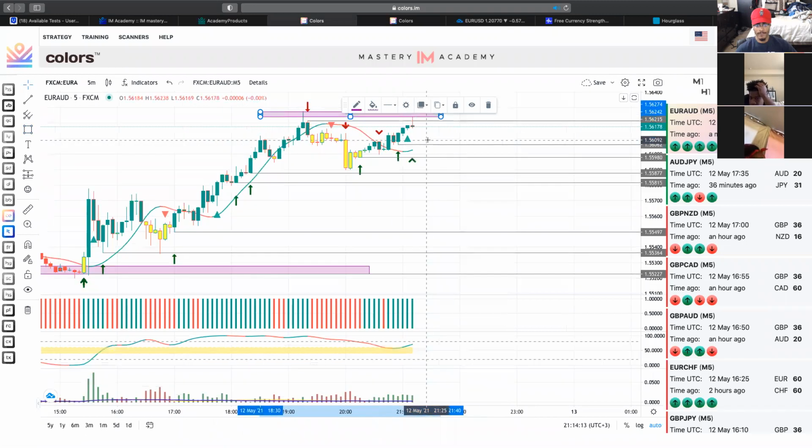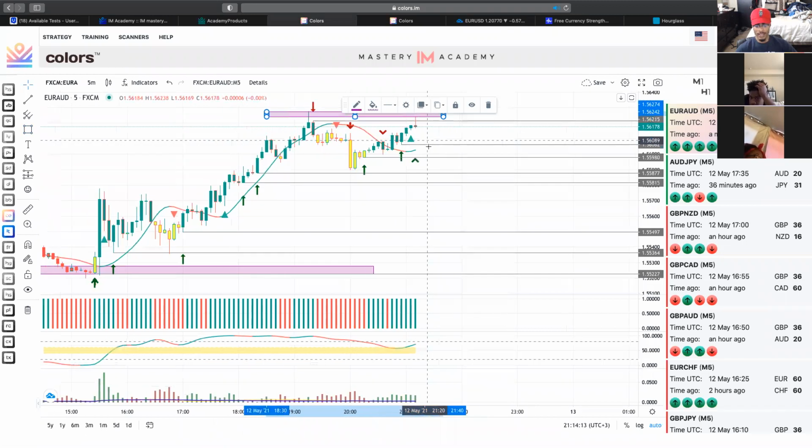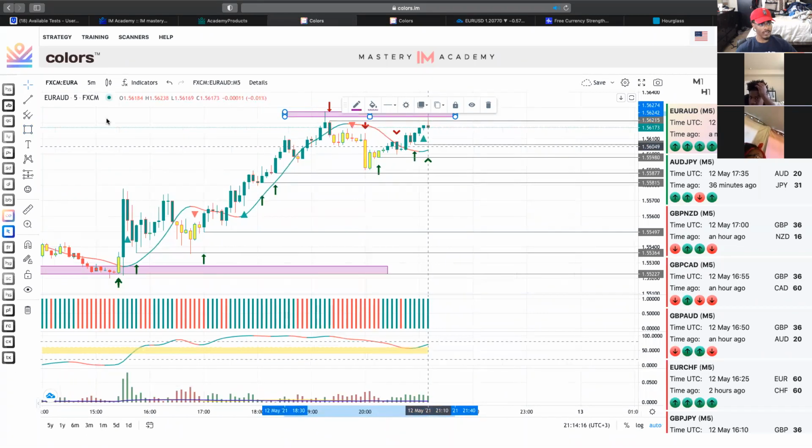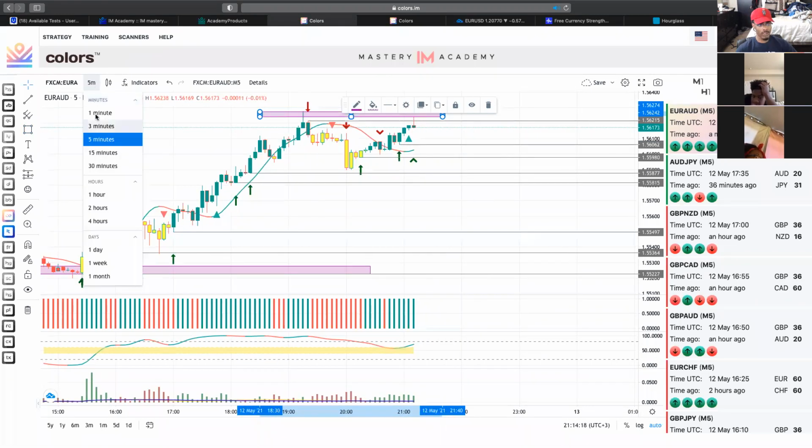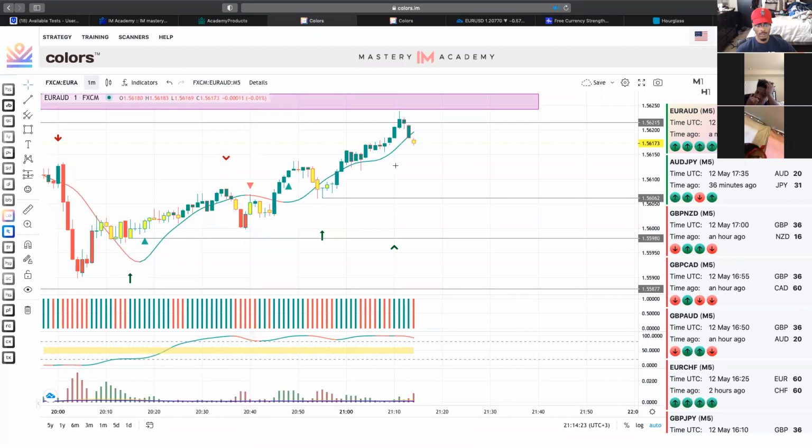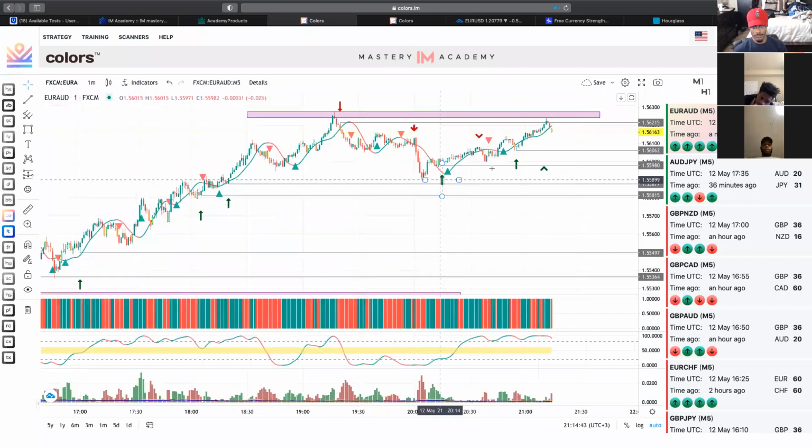But for example, say for instance I was already looking at Euro AUD 3 minutes ago or 5 minutes ago. If I was looking at Euro AUD right here, this would have been the perfect setup off this candle right here. We're literally just going to line up the colors, fam. So boom, let's zoom out a little bit.